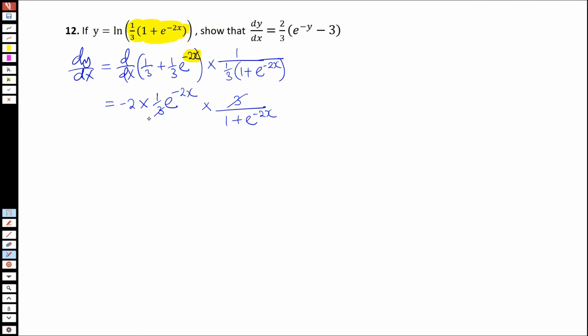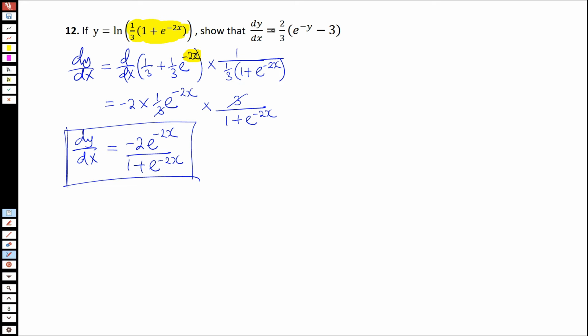The 3's cancel, so this derivative can be written as negative 2 e to the power negative 2x over 1 plus e to the power negative 2x. So this is our derivative here.